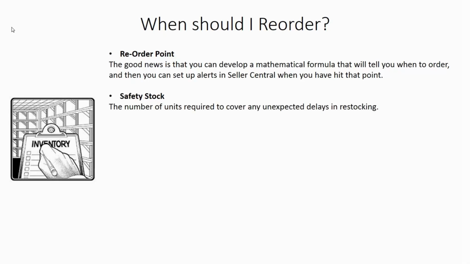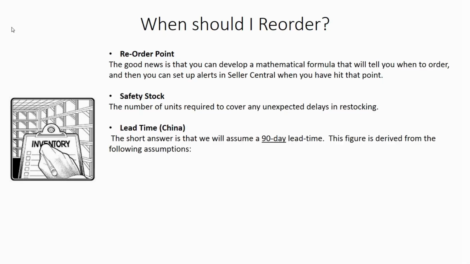This includes something called safety stock. Safety stock is the number of units required to cover any unexpected delays in restocking. Then we have lead time, and I'm going to deal with China. If you are manufacturing your product in the place where your Amazon warehouses are, good for you. A lot of the supplement business and the skincare business is conducted in the US, and so lead times are totally different, but I'm just going to deal with China. If your manufacturing is in the same place your warehouse is, you will obviously adjust the math.